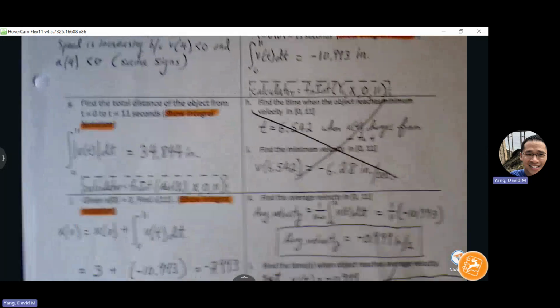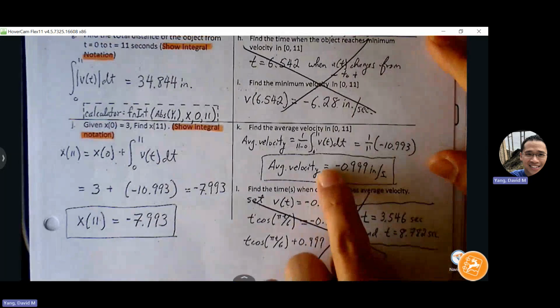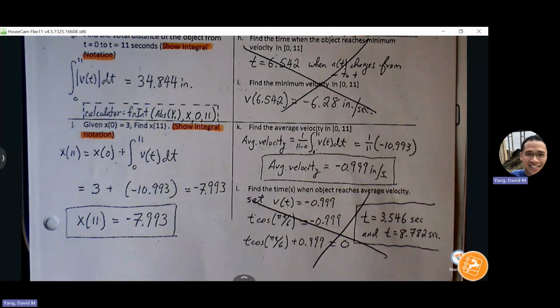All right, last one here, we'll skip L, but K is just average value theorem. Average velocity is 1 over b minus a, integral from a to b of v of t. So integral from 0 to 11 of v of t, I already have that from above. So that's negative 10.993. I got my area component, I got my width component. Divide those 2, I get my average velocity.